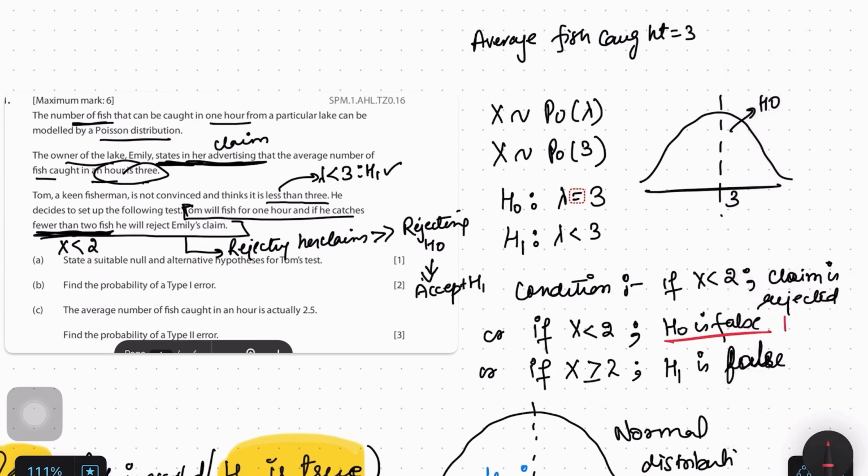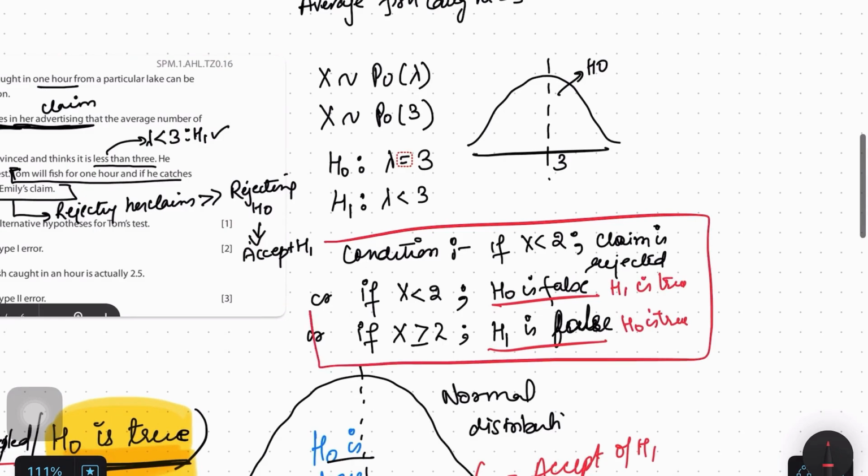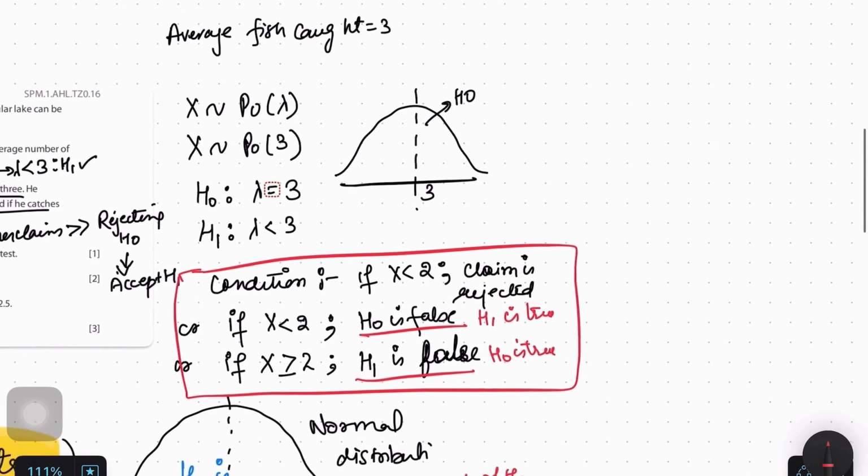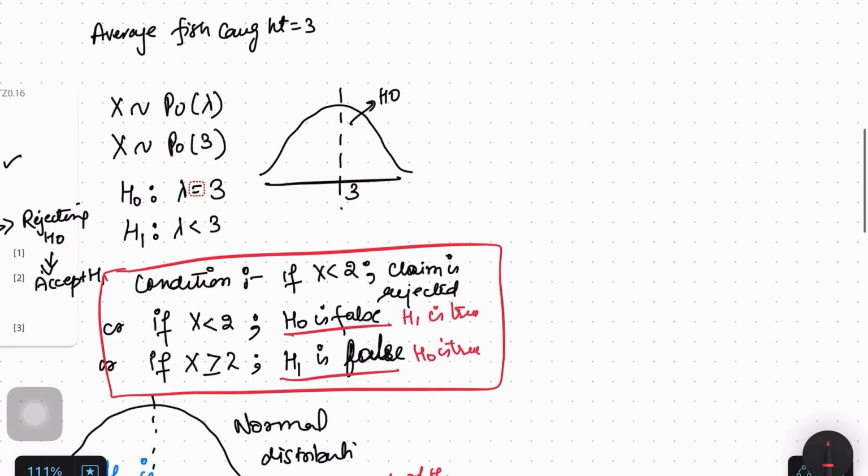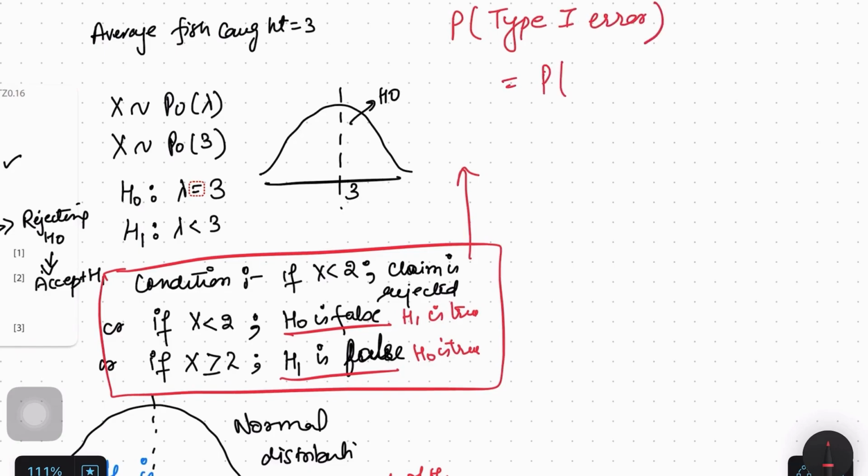So Tom is saying if he fishes for 1 hour and if he catches fewer than 2 fish, he will reject Emily's claim. Now this line is very important. If he catches fewer than 2 fish, that means if X is strictly less than 2, he will reject Emily's claim. So what is her claim? Her claim was that the average is 3.